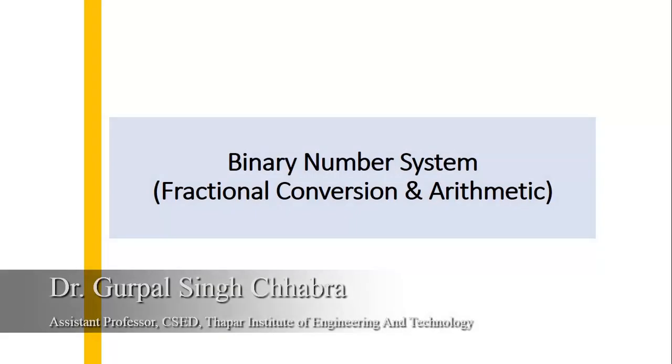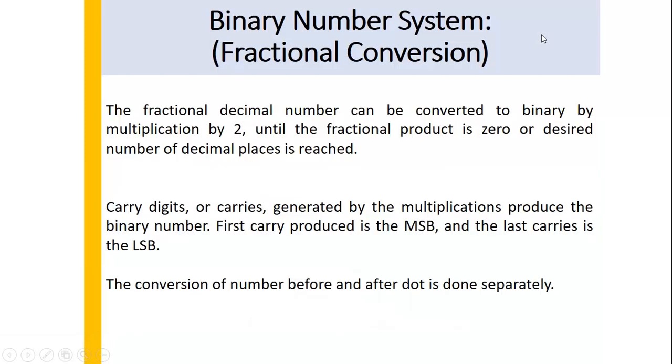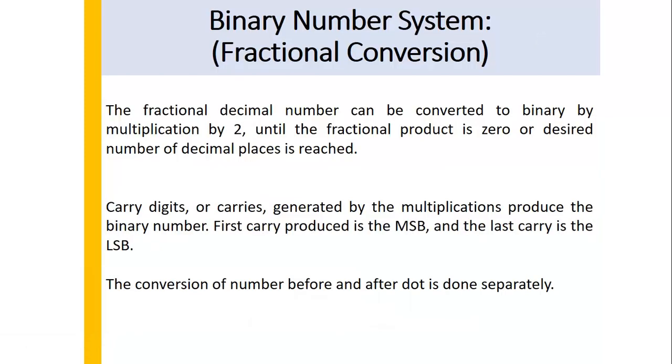Hi, the topic for this session is binary number system, fractional conversion and arithmetic. The fractional part of a decimal number can be converted to binary by multiplication of 2 until the fractional product is 0 or the desired number of decimal places is reached. This is the basic protocol of converting a fractional decimal number to a fractional binary number.